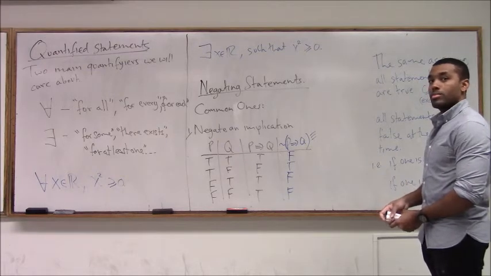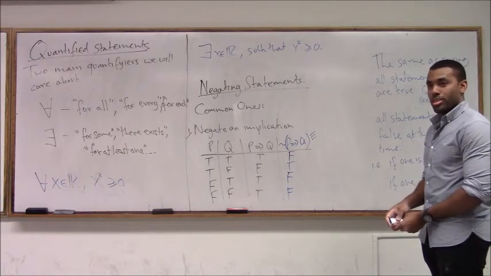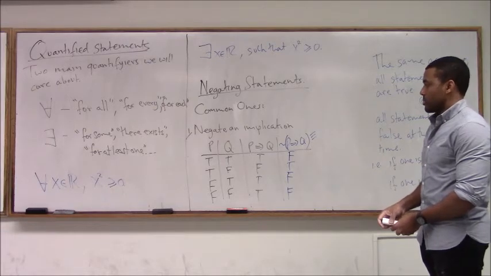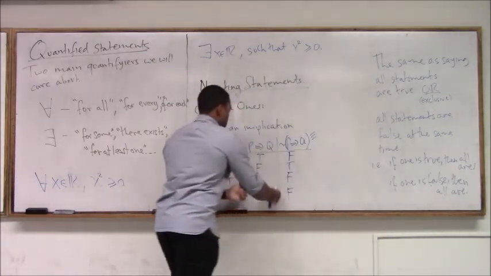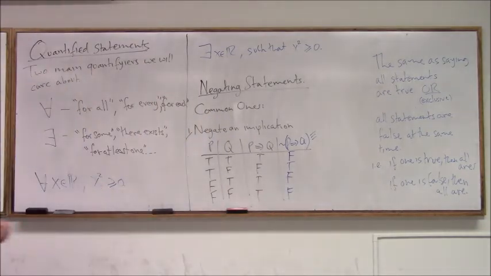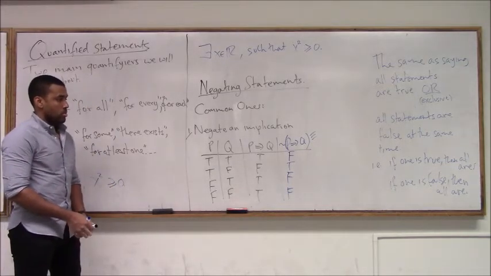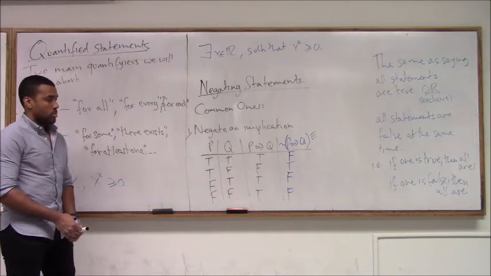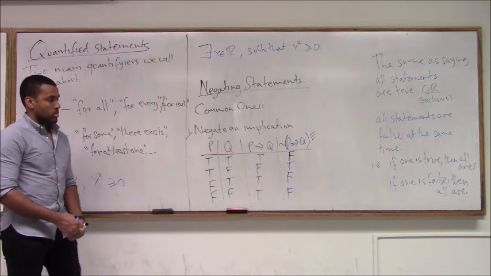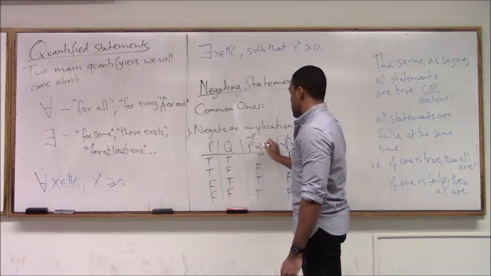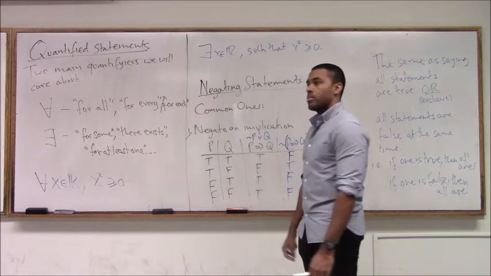Or you can use the or. There's a way to do it with or. How do you do it with or? Q or not P. Or something. But can you think of a way to say this with an or? What about P and not Q? This you can write as not P or Q, right?